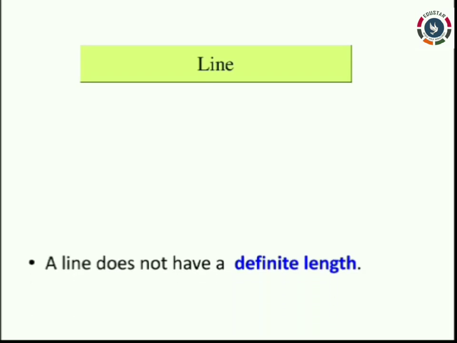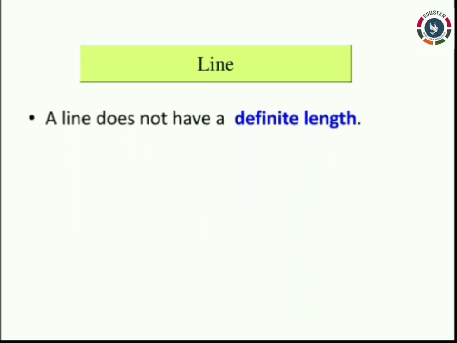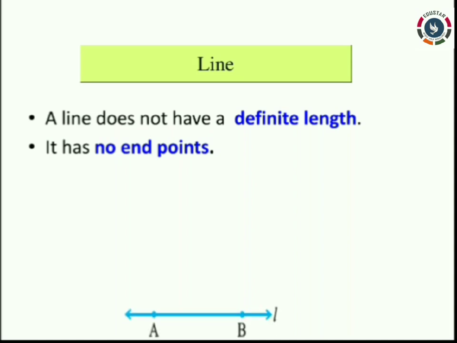Next topic is line. A line does not have endpoints, so we can't measure the length of a line. A line does not have a definite length. Next, it does not have 2 endpoints. It's not having a starting point and an ending point. So, you can't measure the length of a line. Consider this diagram here. If you consider A and B, it's a line segment. You can't measure the length, right?